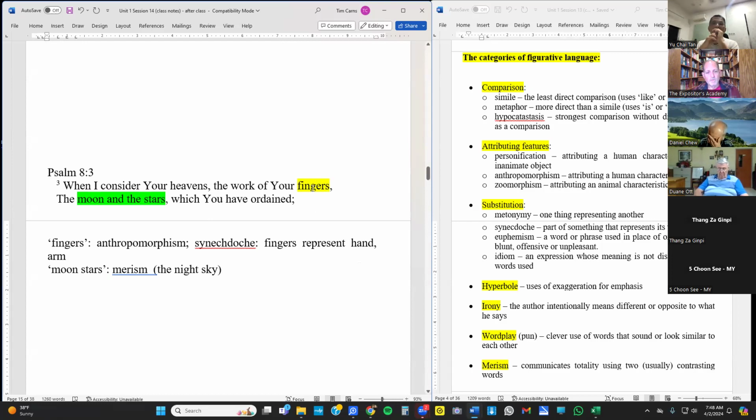So here, why does this matter? Who cares? What's the big deal? Well, I think what's being emphasized by David is the work of his fingers. There's a detail David is drawing out here. If he had just said the work of your hands, that's a common expression in the Old Testament, and we'd say, oh yeah, just God's creative work. But here he says finger.